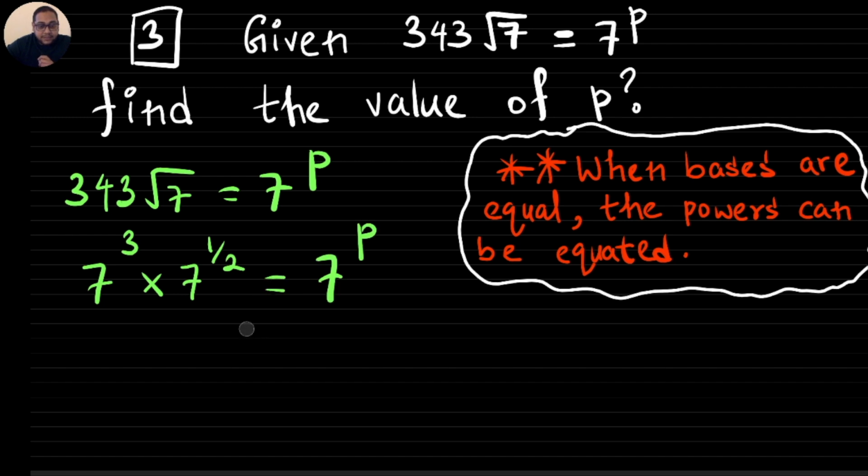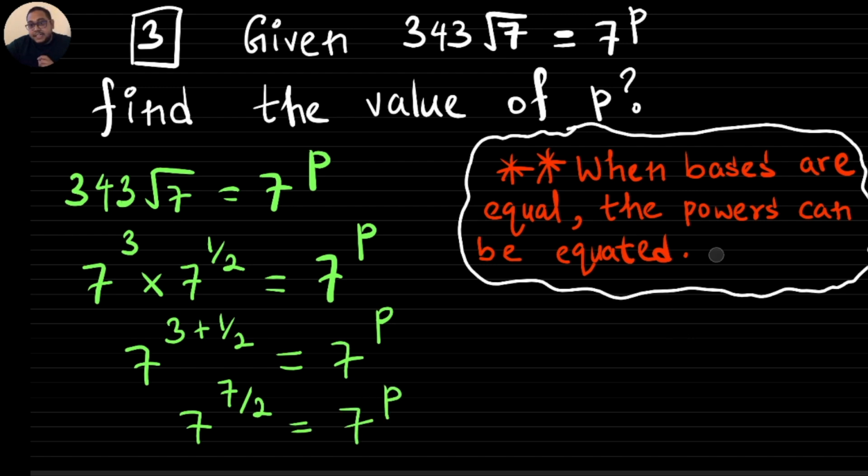I will now simplify the LHS by using the multiplication law. 7 to the power of 3 plus half. And the RHS would not change. For the next step, we have 7 to the power of 7 over 2 equals 7 to the power of p. In order to proceed, I will use the theory given here, which states that when bases are the same, the powers should also be equal. As you can see, the bases are the same, which is 7, which means powers should be equal. Hence, the solution for p would be 7 over 2.